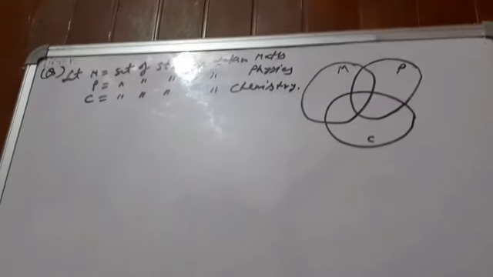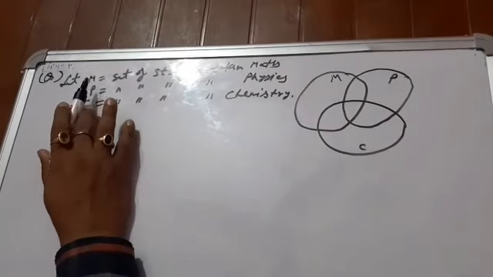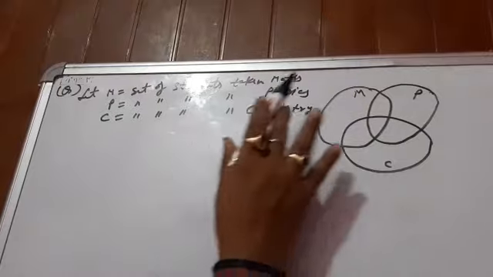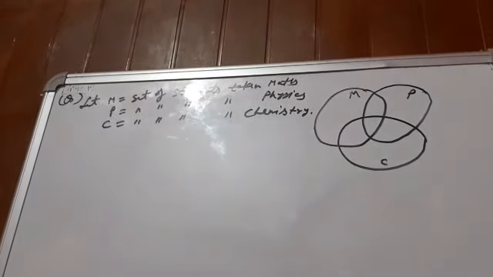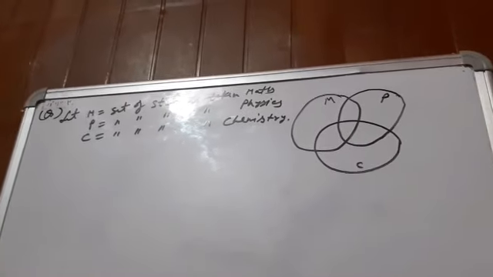Now let us see. At first we are going to assume the sets. Here there are three sets. M equal to set of students taken maths, P equal to set of students taken physics, and C equal to set of students taken chemistry. Okay. Now we are going to use the Venn diagram to solve it.